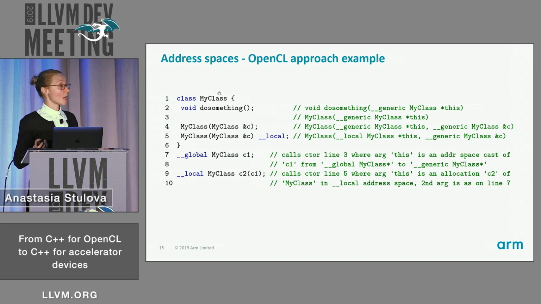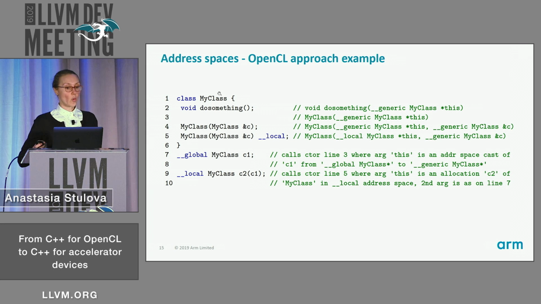Let's look at our example again. And here we have the definition of our class. When we declare a member function, it implicitly means that we will have a generic address space my class pointer passed into it. We don't have a default constructor in this case, so it will be added implicitly, and the object parameter will again be in generic address space.